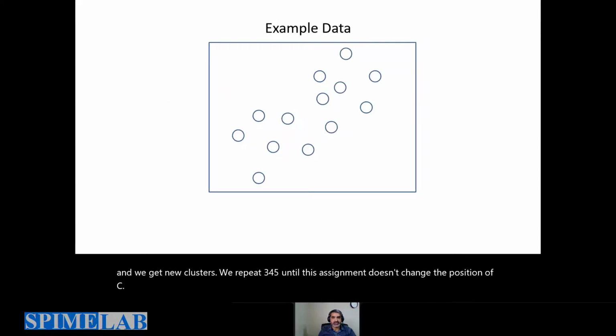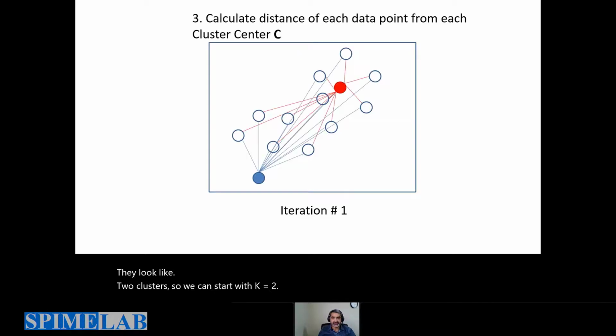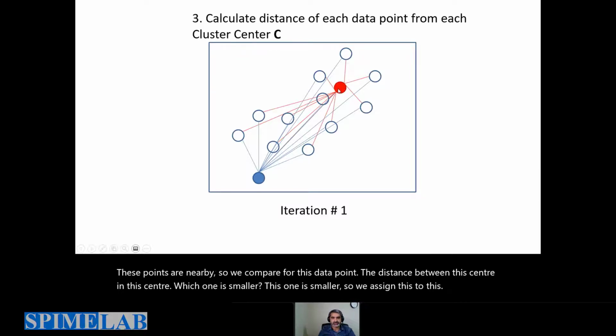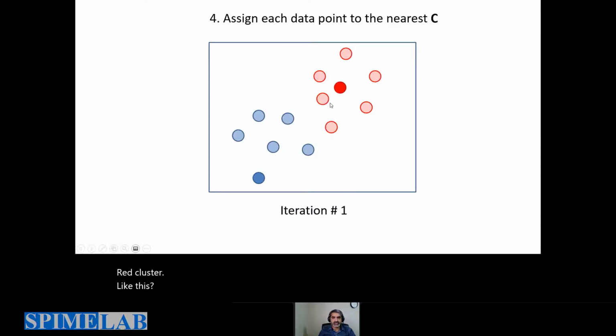Visually, let's say we have these data points. They look like two clusters. So we can start with K equals 2. We take distances, and for this center, these points are nearby. So for this data point, we compare the distance between this center and this center. Which one is smaller? This one is smaller, so we assign this to this red cluster like this. So all data points get assigned based on the comparison of distances from the initially picked cluster centers.